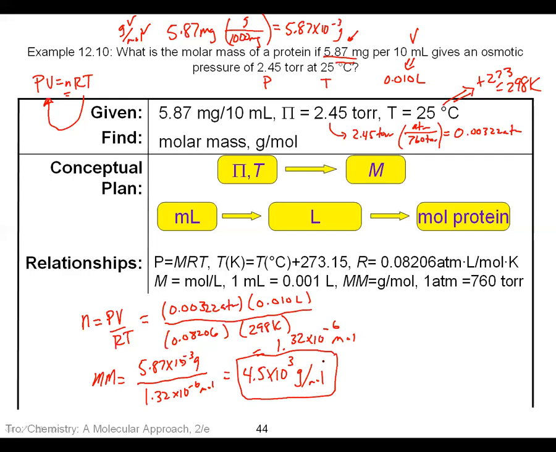Question on this. So this is kind of similar to what we did with the ideal gas law when we were talking about calculating density and calculating molar mass using the ideal gas law. So it's essentially the same equation that we saw when we were dealing with gases. Any questions on that? Okay.